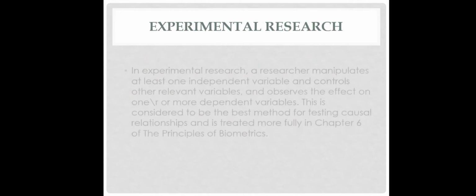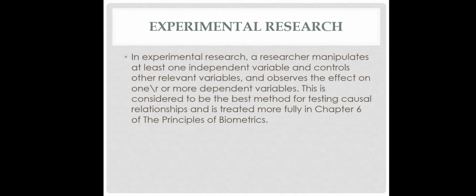Experimental research. In experimental research, a researcher manipulates at least one independent variable, controls other relevant variables, and observes the effect on one or more dependent variables. This is considered to be the best method of testing causal relationships, and it's treated more fully in Chapter 6 of the Principles of Biometrics.